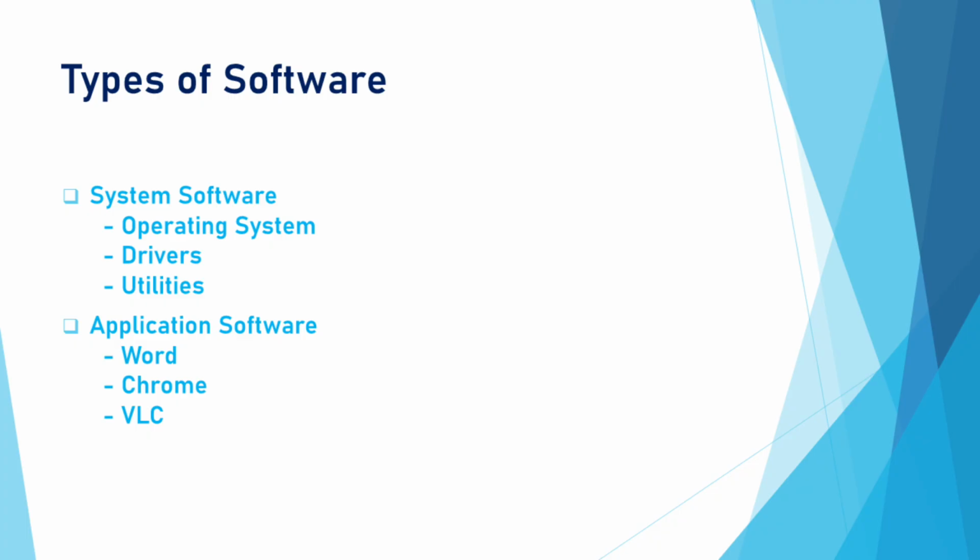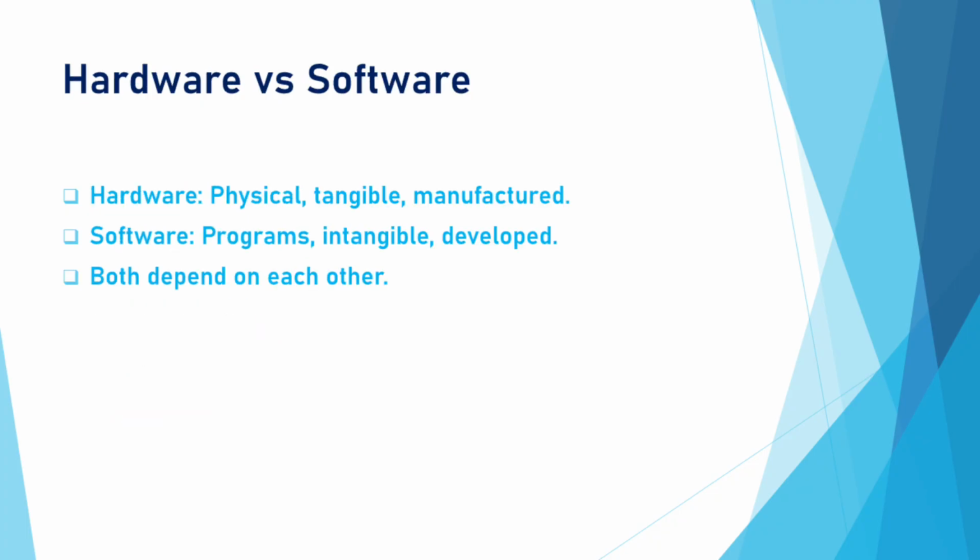Okay, so now we have seen the two broad categories of software. Those are nothing but the system software and the application software. Now let us see what is the comparison between hardware and software. Now let's compare hardware and software.